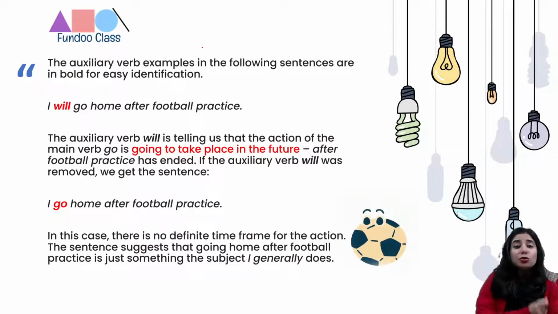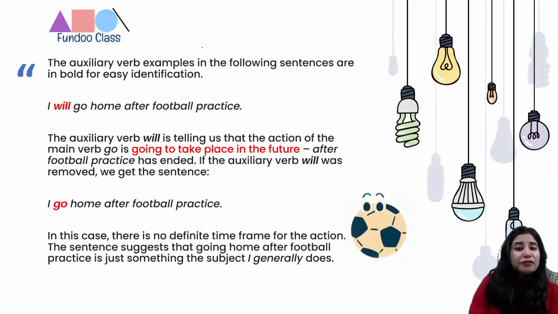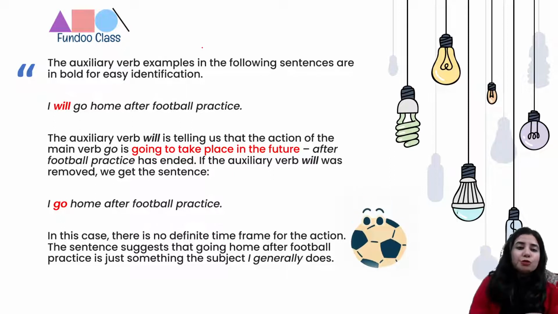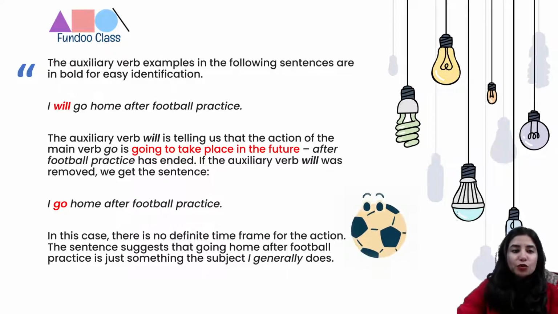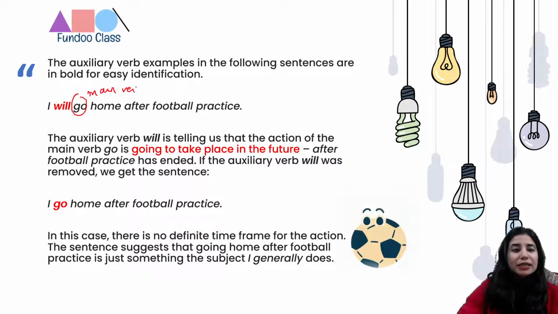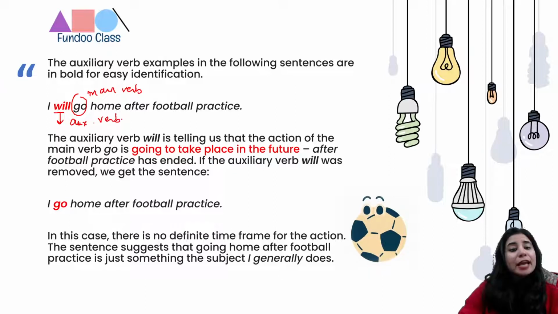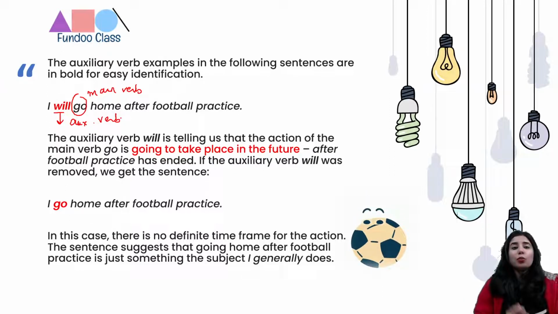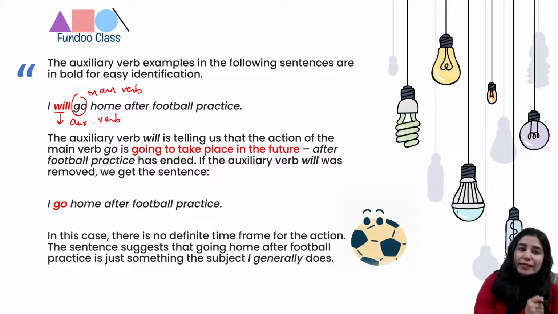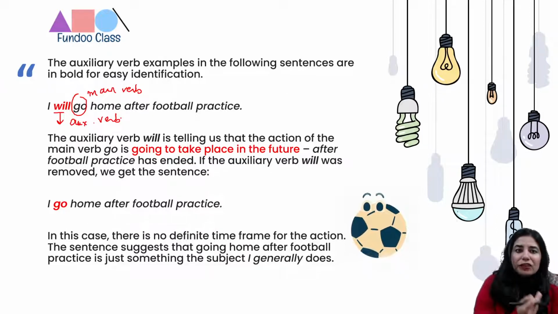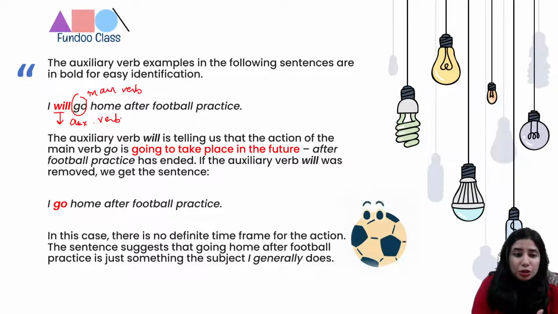And how are they used? If you look at the first sentence, I will go home after football practice. You will understand that go is the main verb. So what is the action that's going to happen? That I will go. Now, why are we using will? Will is an auxiliary verb, right? Or it is a helping verb. The auxiliary verb will is helping us understand that I will do this action in the near future, right?